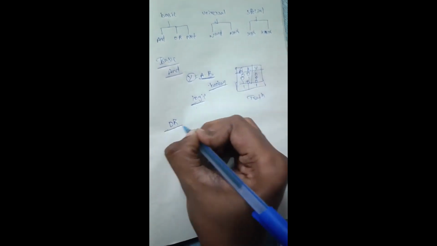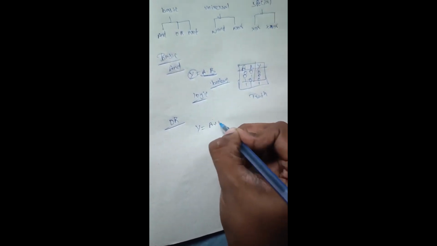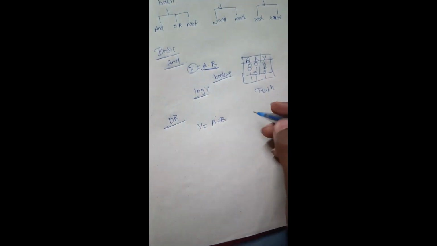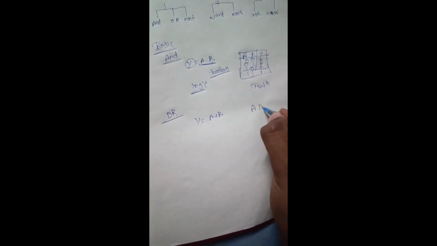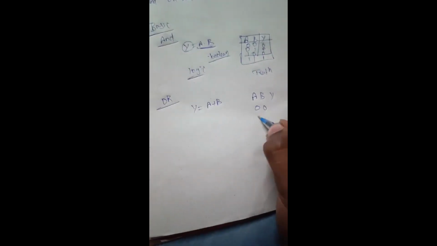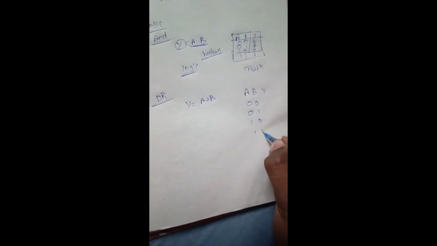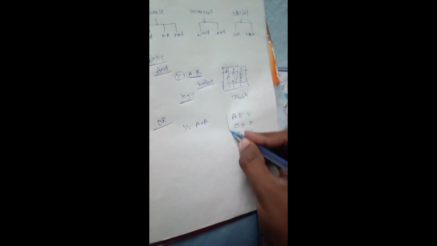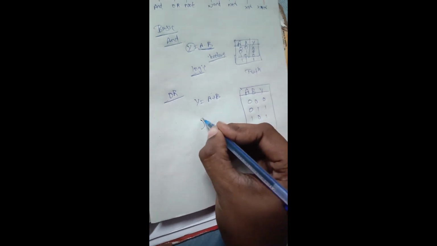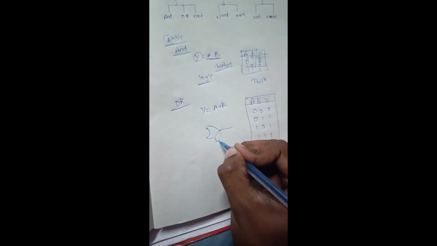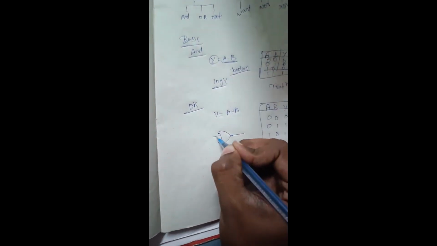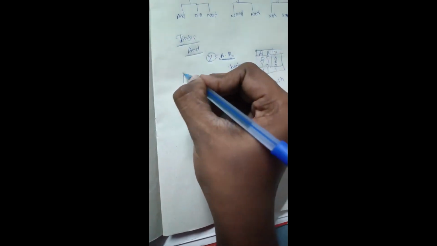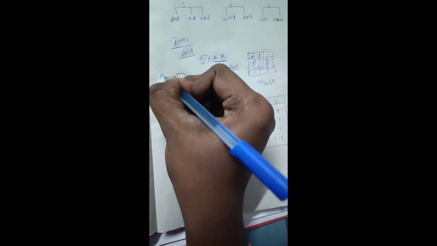And for the OR gate the expression is y is equal to a plus b. That means the addition of the a and b variables gives rise to the OR gate. And the truth table for the OR gate is, I am taking the inputs 0 0, 0 1, 1 0 and 1 1: 0 plus 0 is 0, 0 plus 1 is 1, 1 plus 0 is 1, 1 plus 1 is 1. The symbol of the OR gate is this, and for the AND gate this is the symbol.